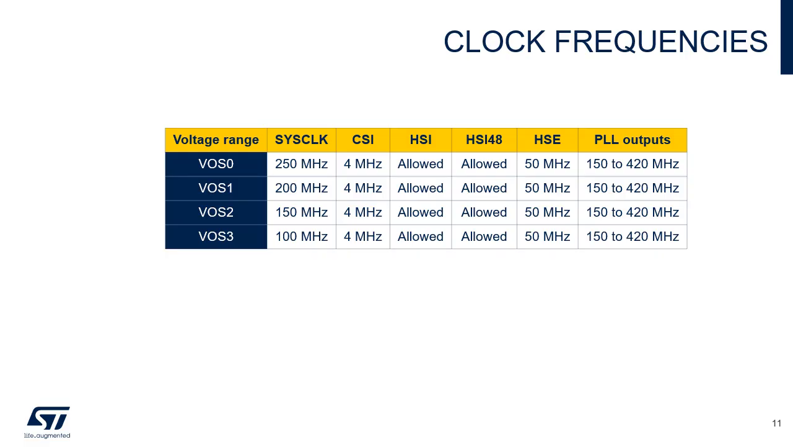This table indicates the maximum frequencies according to the voltage scaling ranges. In voltage range 0, the maximum performance is obtained, 250 MHz system clock. In voltage range 1 and 2, the maximum system frequency is respectively 200 and 150 MHz. In voltage range 3, the maximum frequency is 100 MHz. In all cases, the PLL output, before being divided, can be maximum 420 MHz.